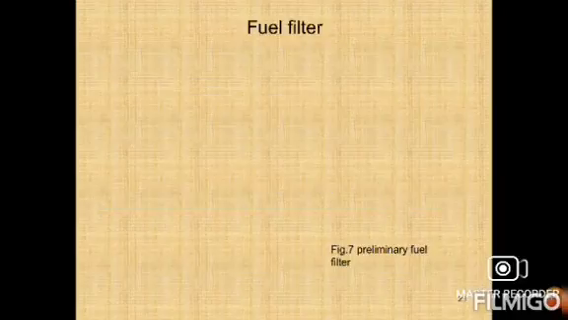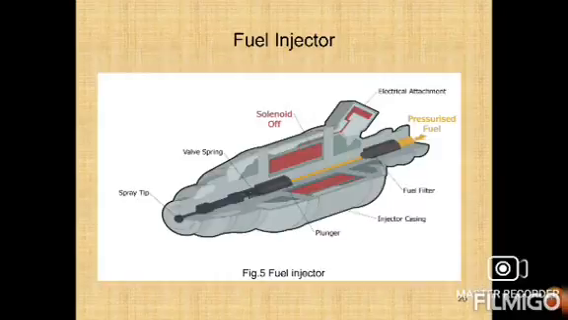So you can observe here the function. Pressurized fuel is entering from the rear side, the back side. It is released from the spray tip in atomized form. Inside, electrical attachments are provided and the solenoid is off. A valve spring is also provided at the backside. So this is what we discussed earlier regarding the fuel injector.